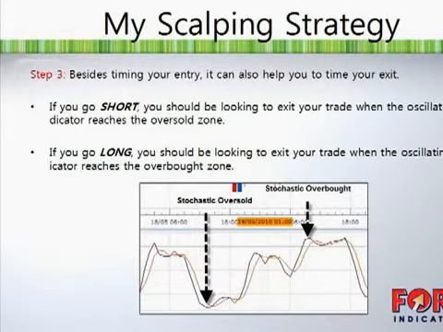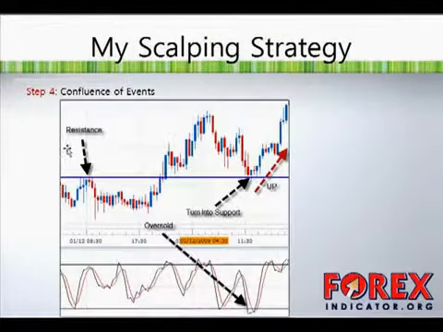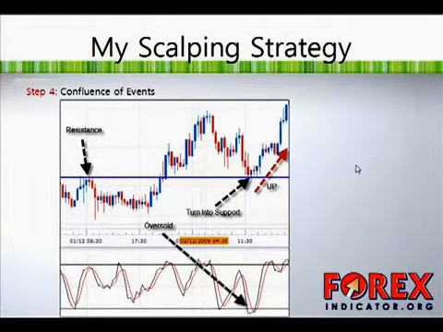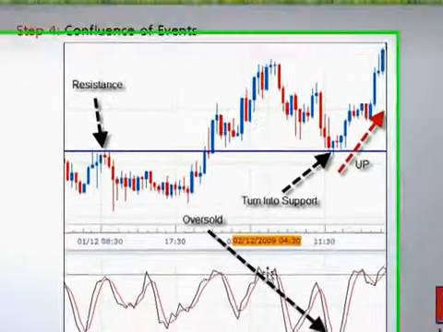Okay, so now we have the entry done, exit done, and the last step is we wait for a confluence of events. What do I mean by confluence of events? We are waiting for the indicators and support to be aligned, and this kind of trade gives us a higher probability of winning. So let's take a look at this example below.